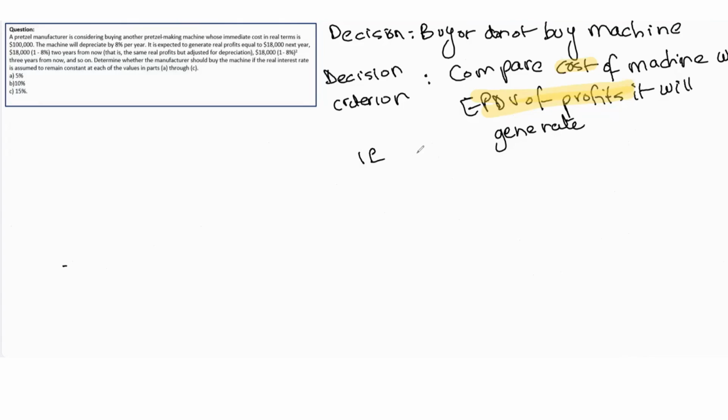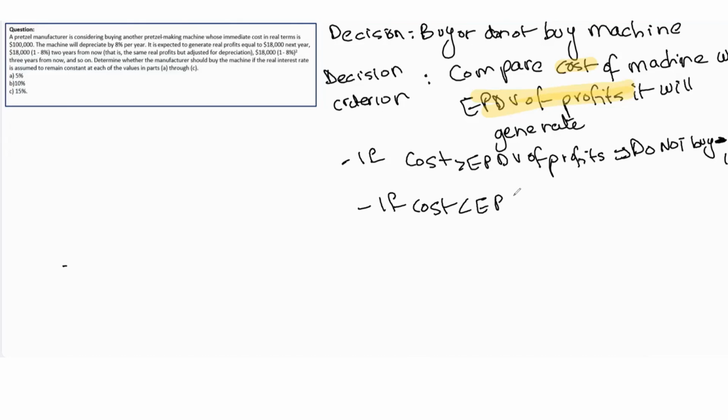If it turns out that cost is greater than EPDV, expected present discounted value, so cost comes out to be higher, the decision would be do not buy, so don't invest. If cost turns out to be less than the EPDV of profits, the decision should be to buy the machine, so the decision will be to invest.